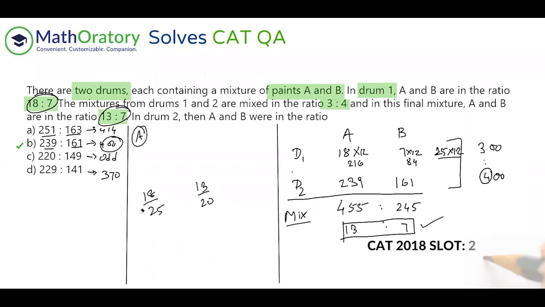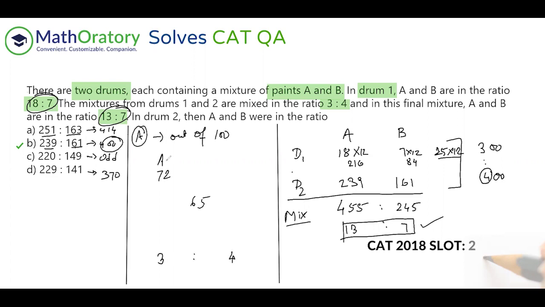So let me do that. 18 by 25, I just write it as 72%. So I'll just write 72 here. So I'm considering out of 100, something like this. So 72% and 13 out of 20, that is 65%. So those are the numbers that we're dealing with. So we need to mix these two in the ratio 3:4, right?